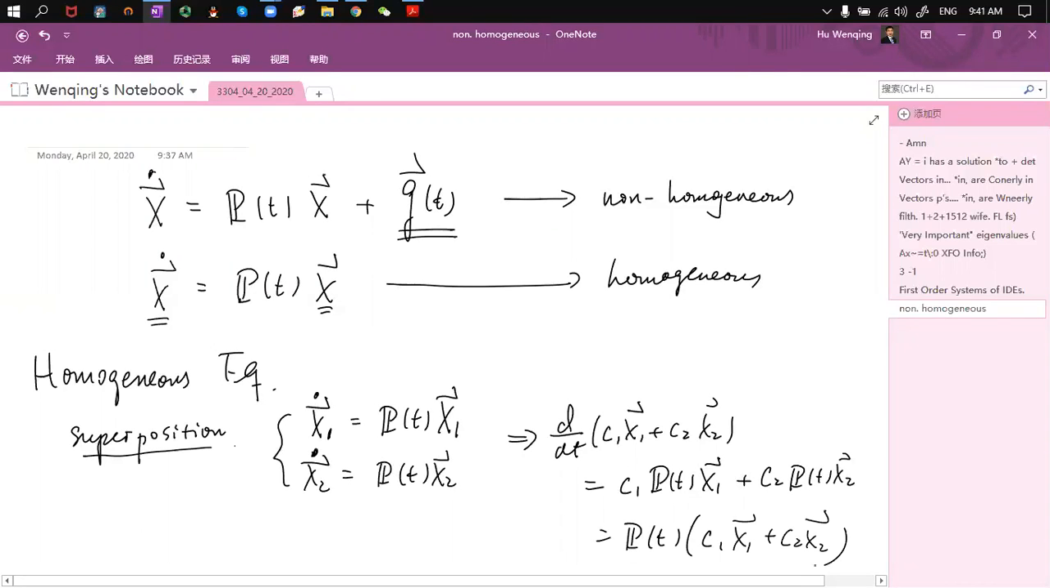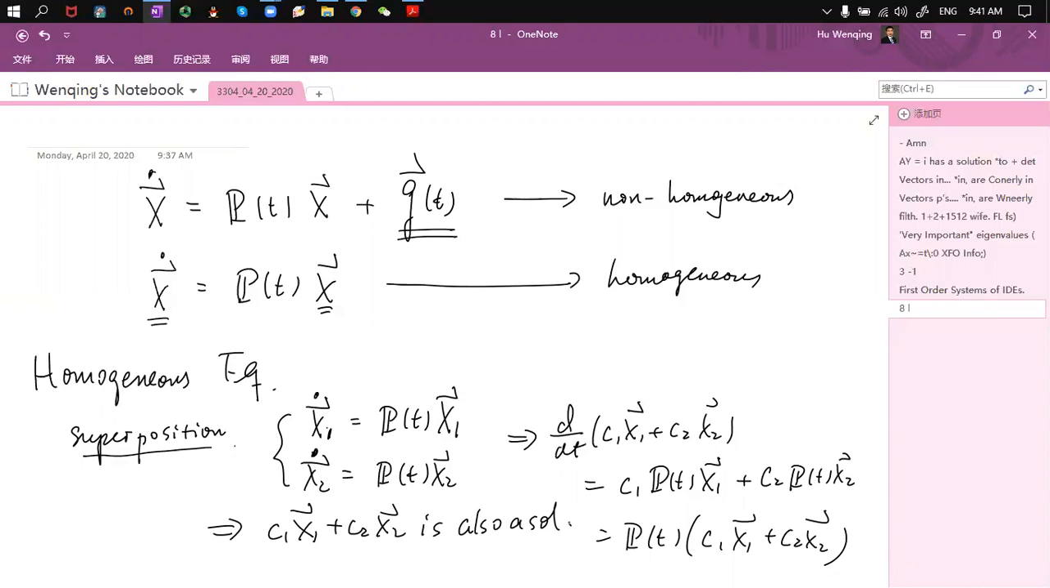So it means that if you have two solutions of a homogeneous equation, then c1x1 plus c2x2 is a solution. The solution set of a linear homogeneous system of ordinary differential equations is a linear set, in the sense that if you have two solutions, then their linear combination is also a solution.